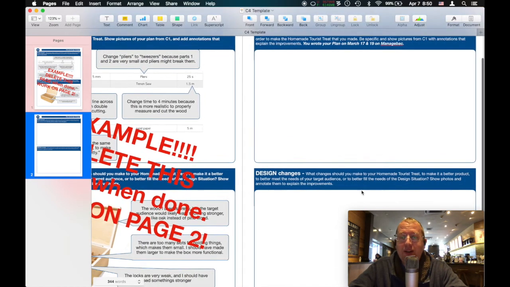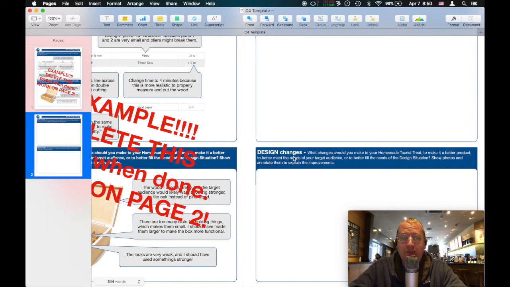So what kind of improvements could you make to the design? Well, think about your customers. Think about your target audience. Think about what you made. Could you make it tastier? Could you make it represent the market better? Like if you were making an Eiffel Tower, could you make it look more like the Eiffel Tower or the Tokyo Tower or, you know, the Statue of Liberty, right?